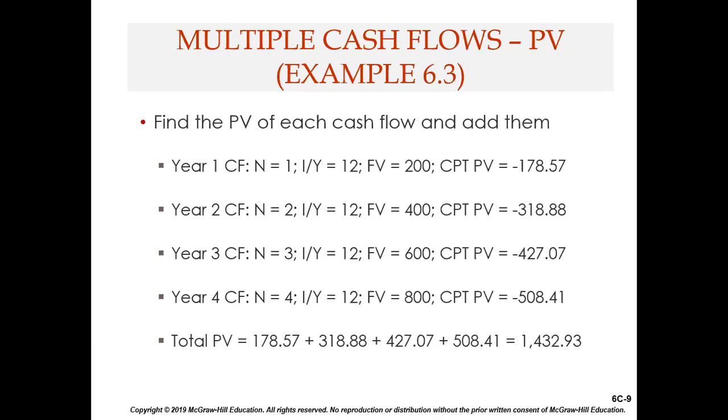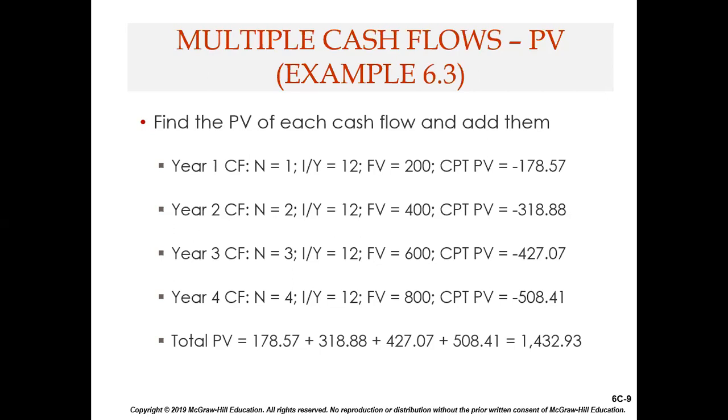So now you're calculating, again, present value. Now you could use your formulas. I'm just going to use my calculator. The key here is the N. So the $200 payment is only one period, because the first payment is at the end of year one. The $400 amount you'll get in the future is in two periods, so your N is two. For the $600, to calculate present value, N is three. And for the $800 future amount you're going to get at the end of year four, you would calculate present value by using N is four.